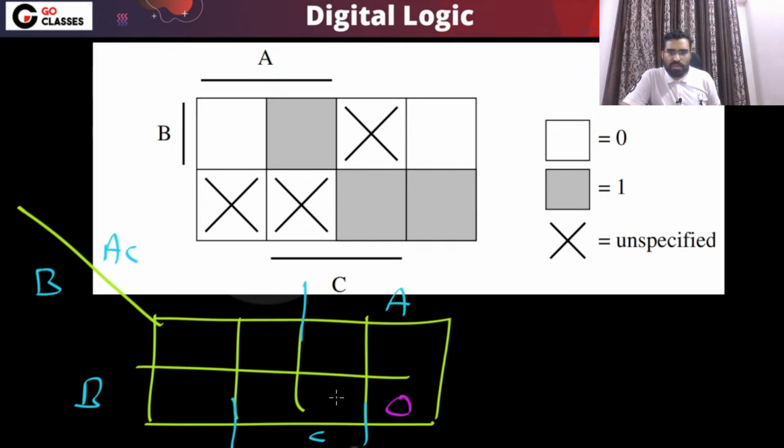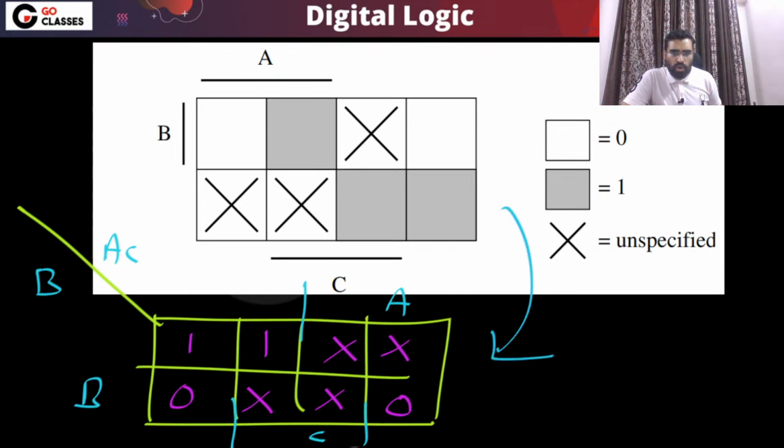So this will be 0, this will be don't care, this will be 0, this will be don't care, and next this will be don't care, this will be don't care, and next here you can notice this will be 0, this will be don't care, and next you can notice this will be 1, this will be 1. So first you convert this into a standard K-map.